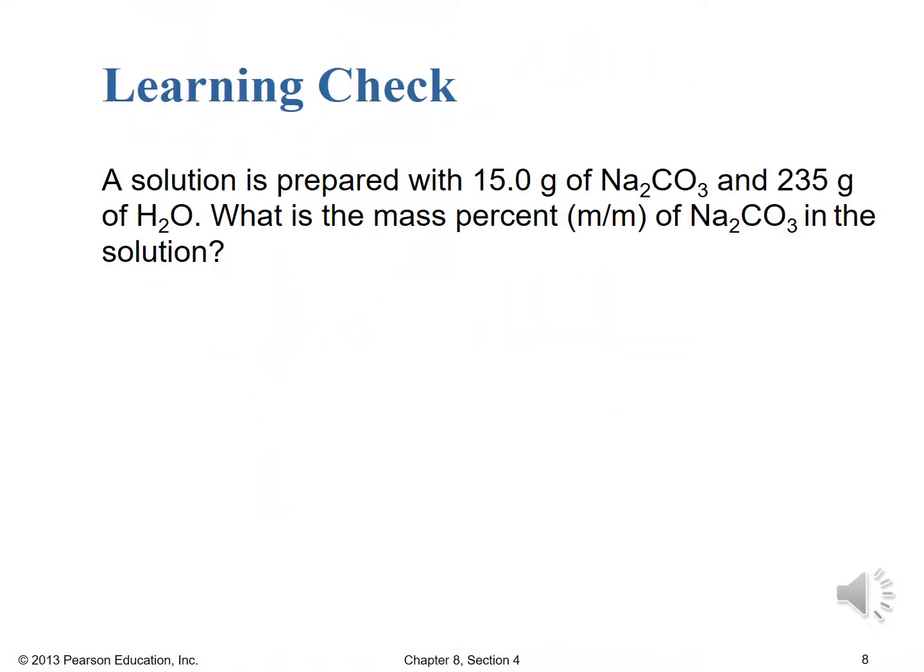All right, so let's see how you do now that we did that one mass percent problem together and we talked about our general guide to calculating these things. Let's take a learning check moment. So in this learning check, you're told a solution is prepared with 15.0 grams of sodium carbonate and 235 grams of water. What is the mass percent, mass per mass, just like we did before with the KCl example? This time we're looking for the mass percent of sodium carbonate in that solution. So go ahead, pause the video here, work it out on your own, and start us back up when you're ready to check your work. Good luck.